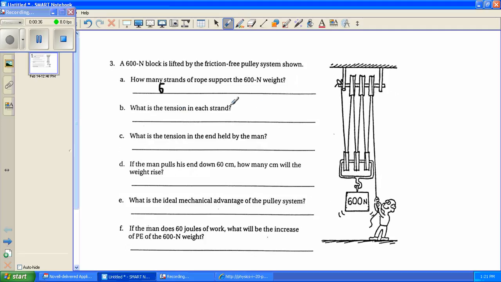Question B asks what is the tension in each strand. Tension is equal to force. If you take the total amount of weight that is being supported by the 6 strings in the figure and divide that weight by each of the 6 strings that's supporting it, you will get the amount of force or tension in each strand. Once we do that, we come out with a tension of 100 newtons.